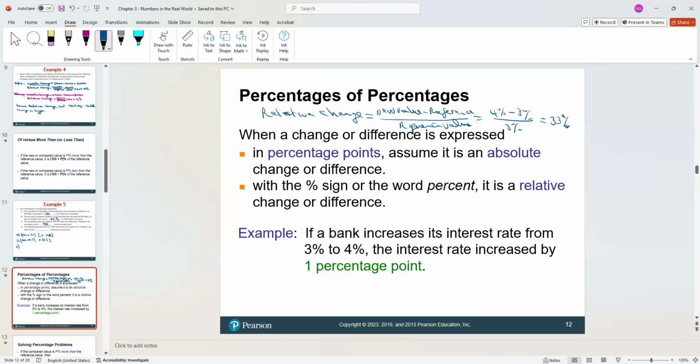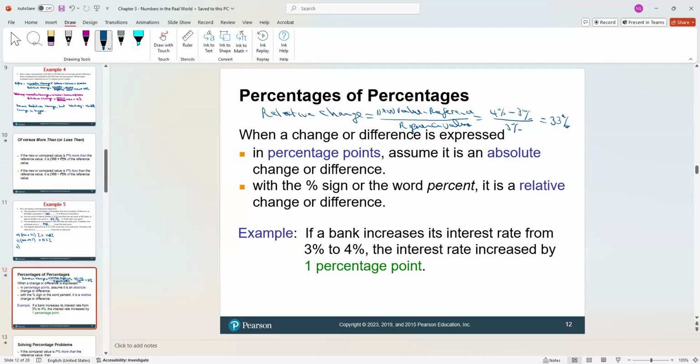So that's very important to see. In other words, you can say that the bank raised the interest rate by 33%, even though the actual rate increased by only 1 percentage point. That means 3% to 4% represents a 33% increase. The absolute change in the interest rate was 1 percentage point, while the relative change is 33%. That's what we try to explain here.